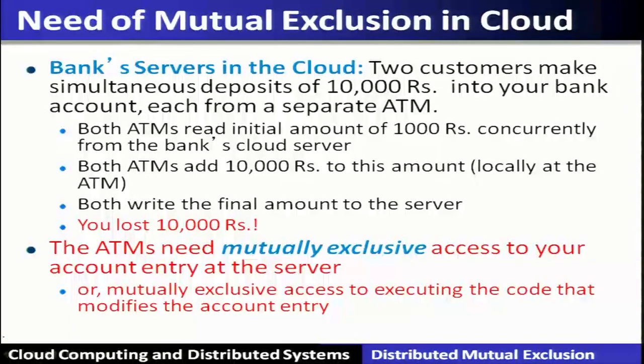One at a time means one customer will read your bank account, then add 10,000 to it, and then write back. Once it is written back, the next customer will read it, add some value and then write it back. In this manner, the final amount will be shown as 21,000. But that is possible only if mutual exclusion, that is sequential access to your account, is provided from the cloud. Hence, mutually exclusive access to executing the code that modifies or accesses the bank account entry is going to be crucial.